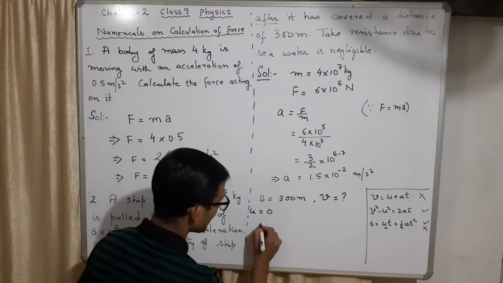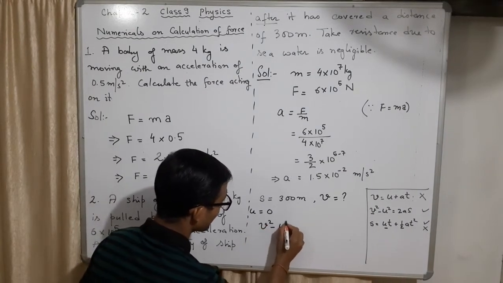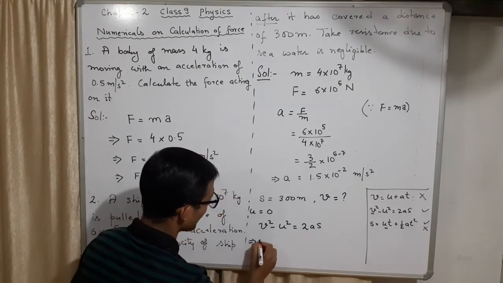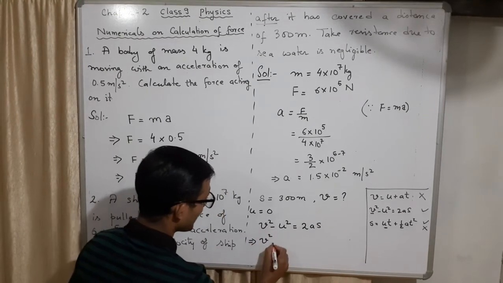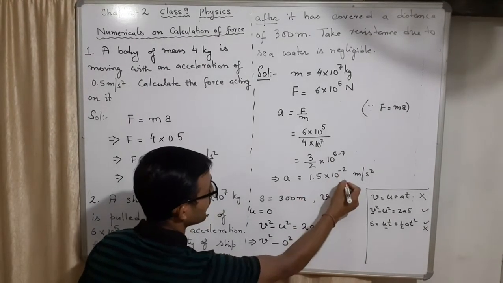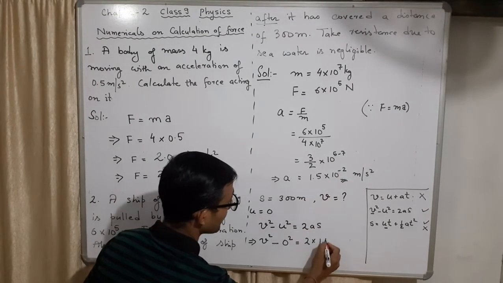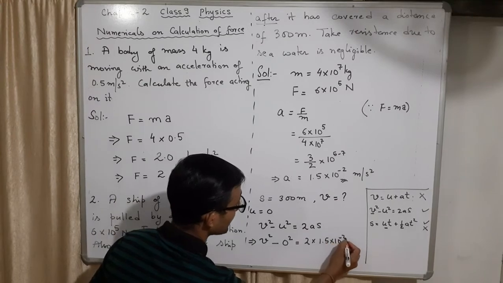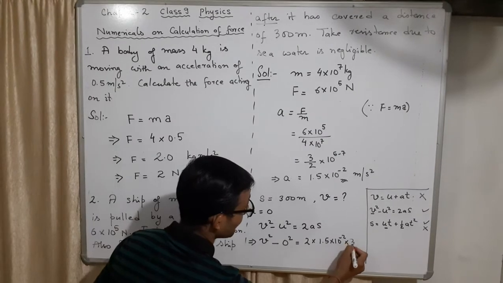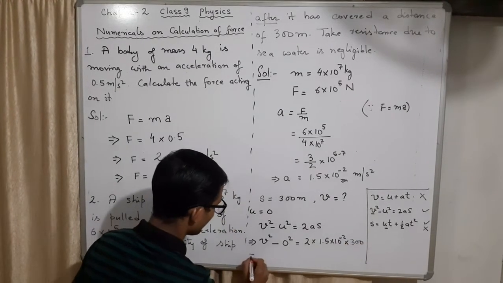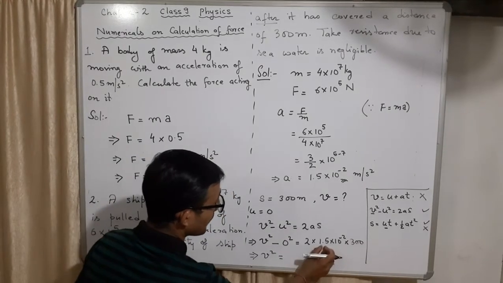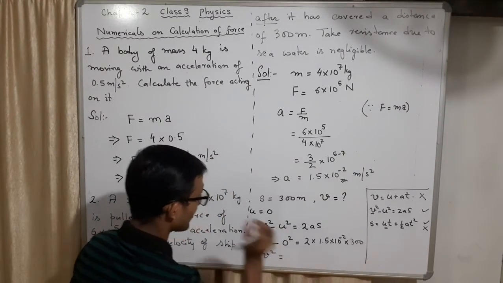Now let us use this. v square minus u square equal to 2as. What is v square? We do not know, we need to find it. What is u square? 0 square. 2a, I already found it here, 1.5 into 10 to the power minus 2. What is s? s is 300 meters given in the question. All in SI units, no need to change anything.